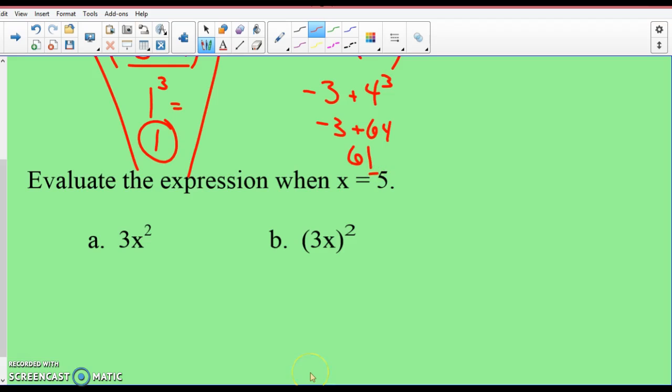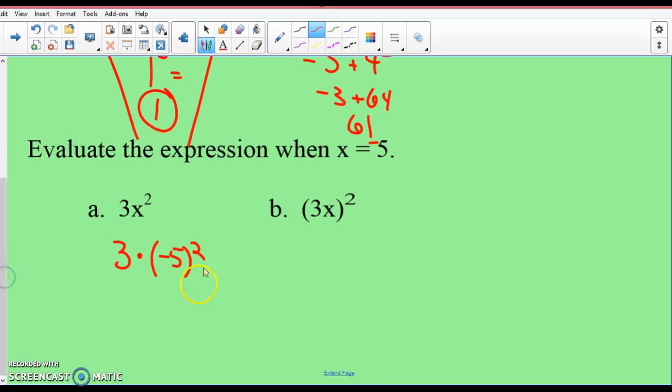Okay, now, I'm going to change this problem. Make x negative 5. Now, let's look at this. Let's substitute. 3 times. I'm going to do x squared, but what is x? So what do I have to put around negative 5? Correct. Because I am squaring x, and x is negative 5, I need to put parentheses. So, what would I do first in this problem?